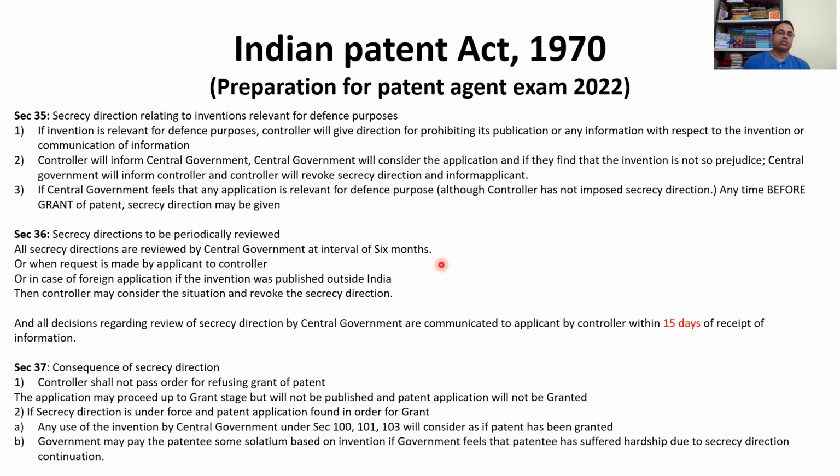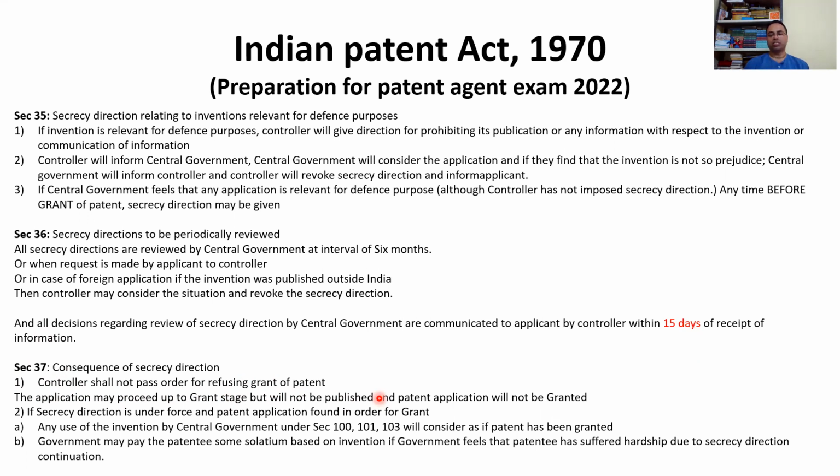Question number 37. Consequence of secrecy action. Once the secrecy action is given, what happens? The controller shall not pass an order for refusing the grant of a patent. The application may proceed up to the grant, but will not be published, and the patent will not be granted. So this is a problem. Once the secrecy action is on, whatever is happening within the patent office will continue to happen, and it will proceed to the grant stage.